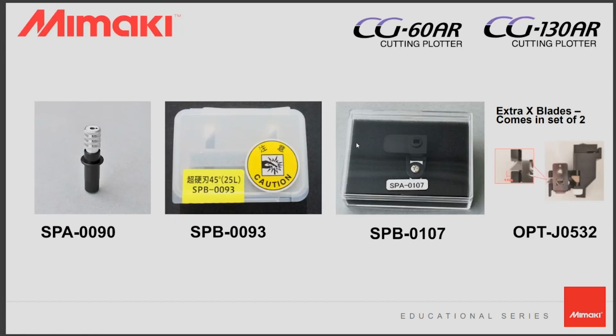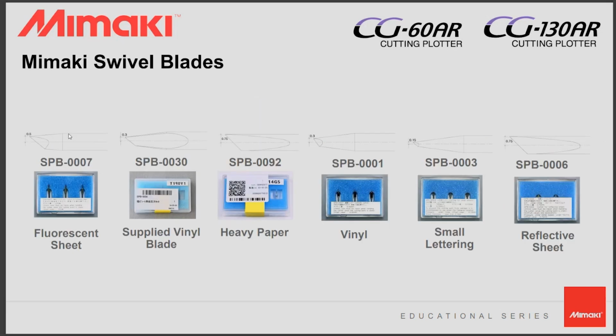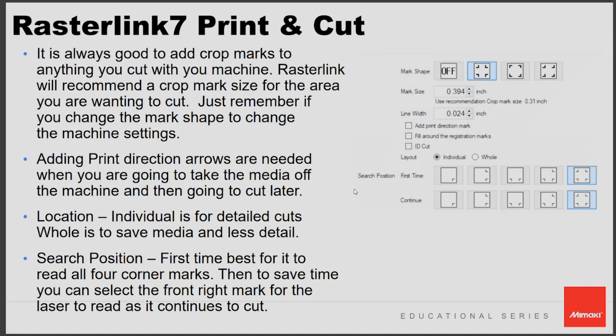We have a lot of different blades. We have the swivel blades, part numbers for our sheet cutting blade, and our XY slitter blades. We have different types of blades depending on if you're cutting regular pressure sensitive vinyl versus printing reflective vinyl, because reflective vinyl needs a harder, finer blade. So we have a lot of different blades available for that as well.